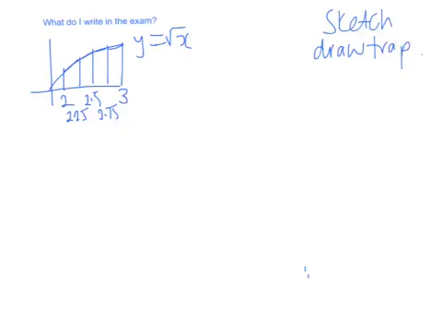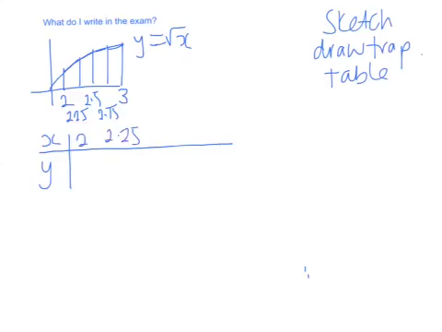Okay, now the next thing that you do is you're going to draw a table. Now often in the exam the table is given to you, so I'm going to draw the x values and the y values. So the x values are 2, 2.25, 2.5, 2.75 and 3, and most of the time the table will be given, but if it isn't you draw the table.